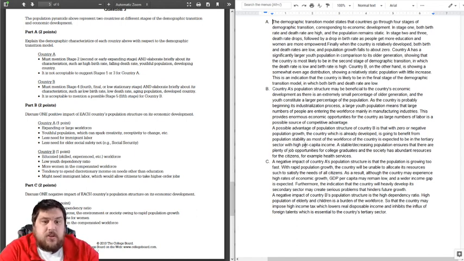A possible advantage of the population structure of country B is that with 0 or negative population growth, the country, which is already developed, is going to benefit from population stability, as most of the workforce of the country is expected to be in the tertiary sector with a high per capita income. A stable, decreasing population ensures there are plenty of job opportunities for college graduates, and the society has abundant resources for its citizens, example, health services.